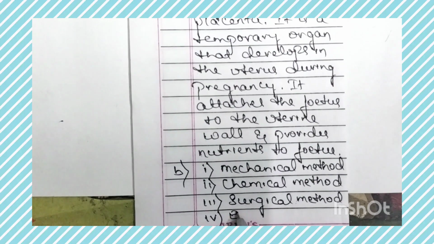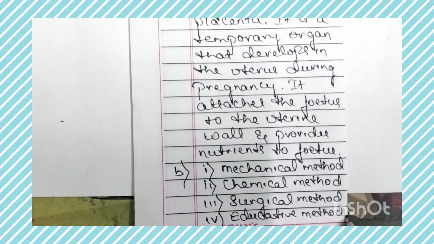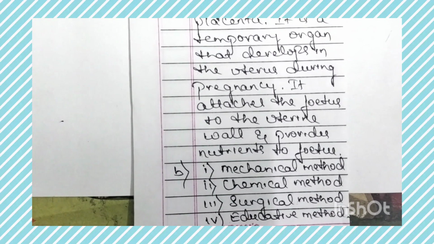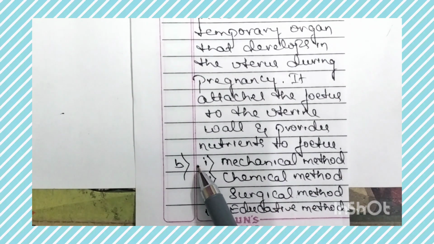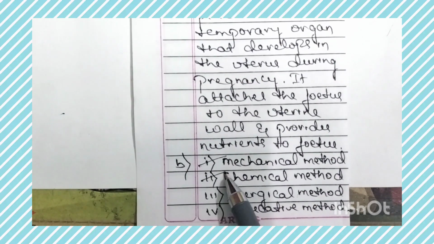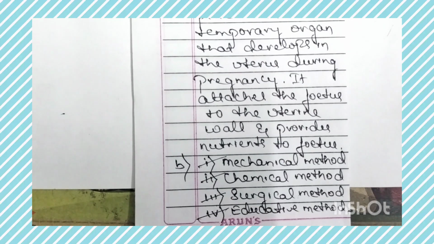And the fourth method is called the educative method. So these are the four methods used for avoiding unwanted pregnancy: mechanical or barrier method, chemical method, surgical method, and educative method. So this is about 36th.